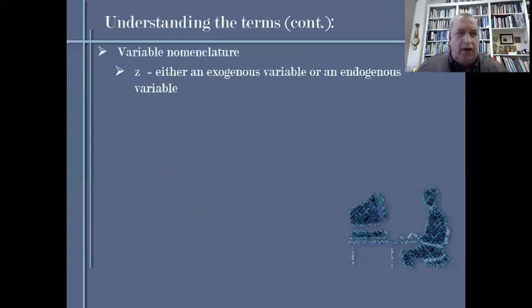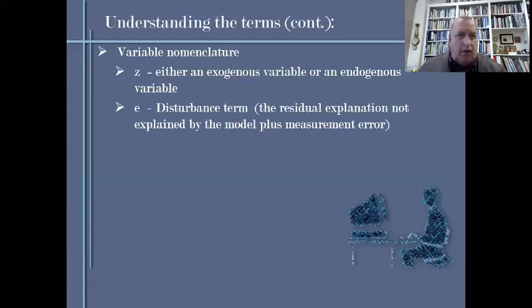In other variable nomenclature, Z is either an exogenous variable or an endogenous variable. So you have to make sure where the Z variable appears, whether it's at the beginning of a line, or if it's endogenous, it will be after an arrow. The E variable is the disturbance term. And this is the residual explanation not explained by the model plus measurement error.